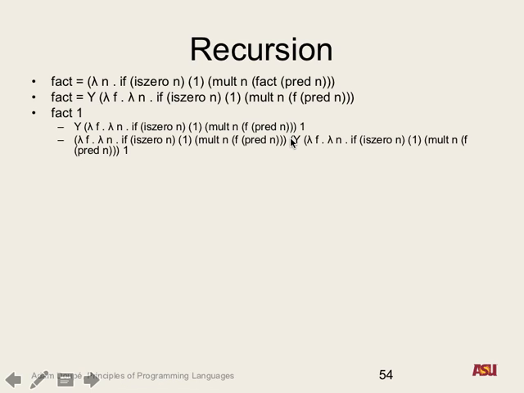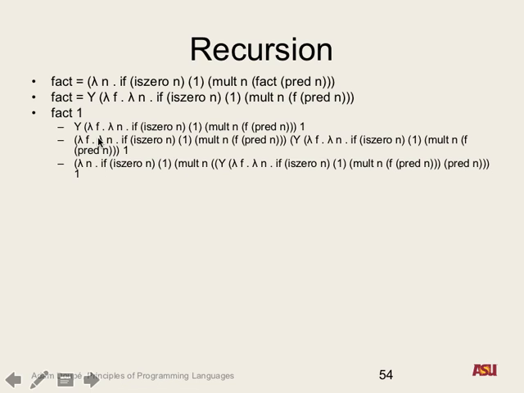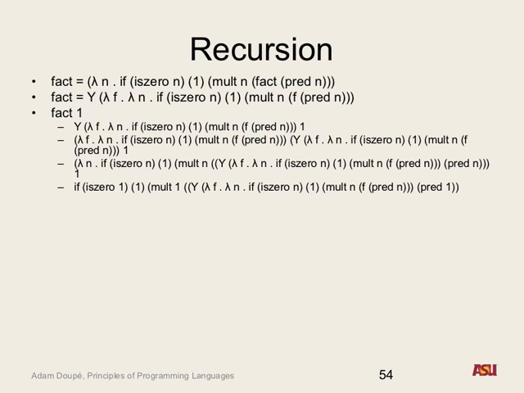We can reduce f, we can replace all the f's in here. So now we have something that we can reduce. We have an n and we can replace it with 1. And so we say if 1 is 0, return 1, otherwise multiply 1 by Y of the same thing again. Right? 1 with that, Y applied to this same thing again.